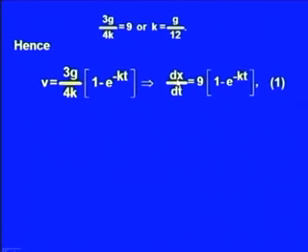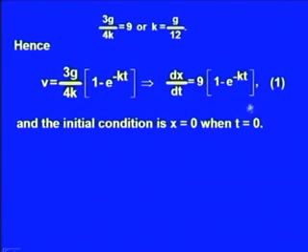and hence v equal to 3g by 4k into 1 minus e to the power minus k t implies that dx by dt is equal to 9 into 1 minus e to the power minus k t. We know v is equal to dx by dt, and 3g by 4k is equal to 9. So, we get the differential equation again, dx by dt equal to 9 times 1 minus e to the power minus k t. Let us call this equation number 1. And the initial condition is that when t equal to 0, the body was at the surface of the liquid, that is x is equal to 0.